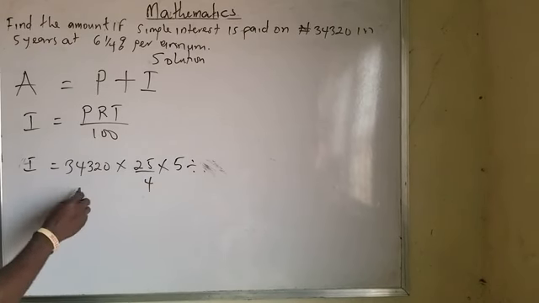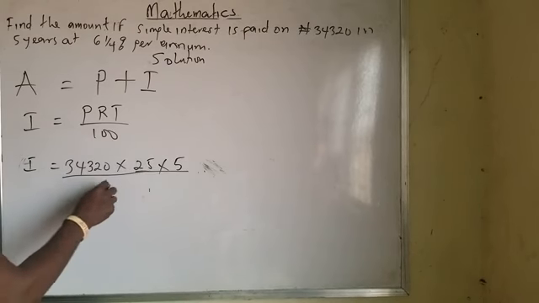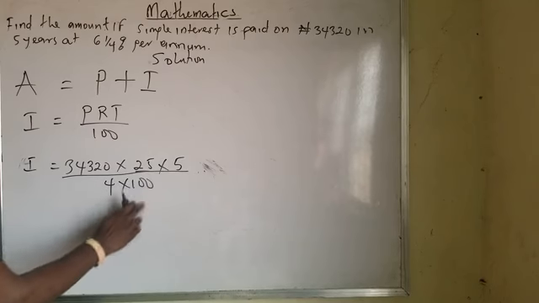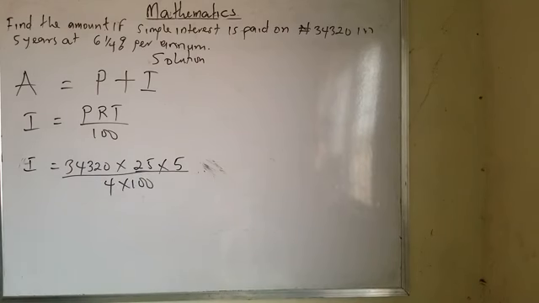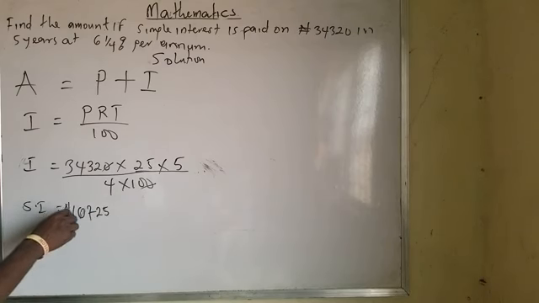Now, the same thing as saying 4 multiplied by 100. Take note of that. Hopefully by that I can answer that my simple interest will be equal to, by calculator, 107.25. That is the simple interest.